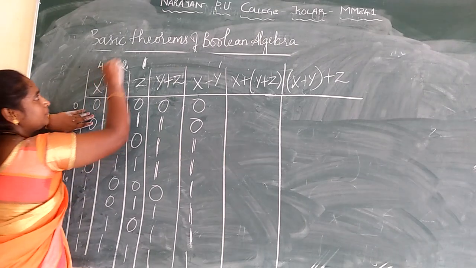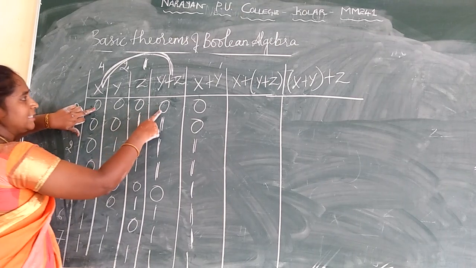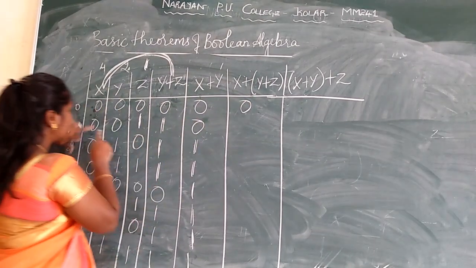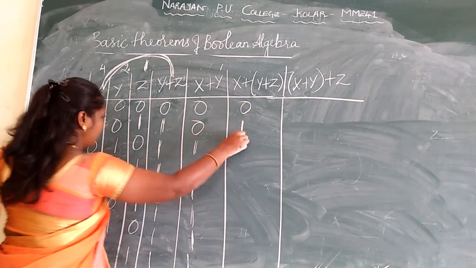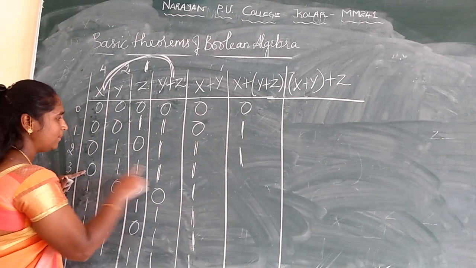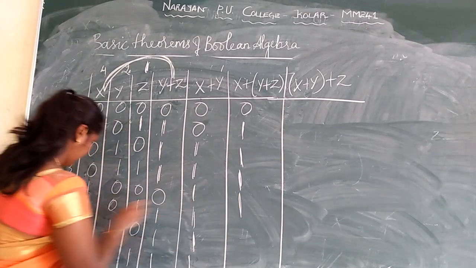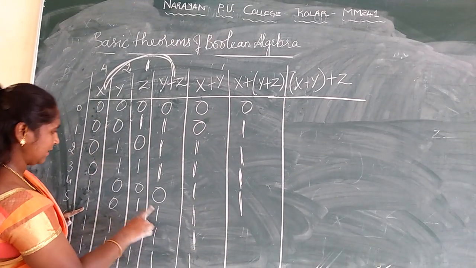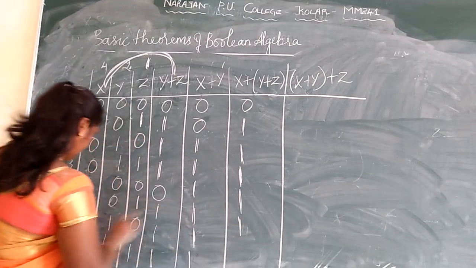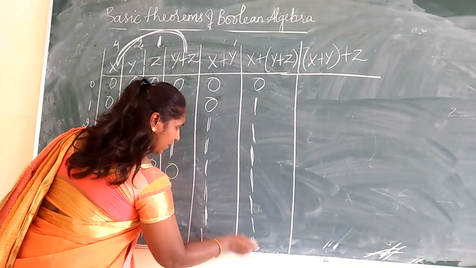So these two first time, these two. Okay, 0 plus 0 is 0. 0 plus 1 is 1. 1 plus 0 is 1. 1 plus 1 is 1.